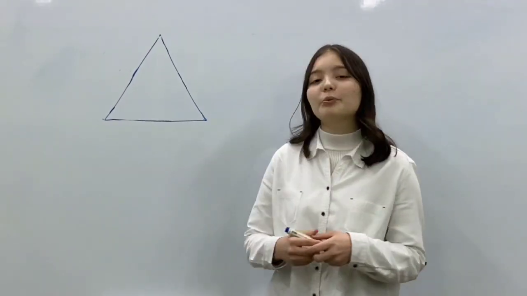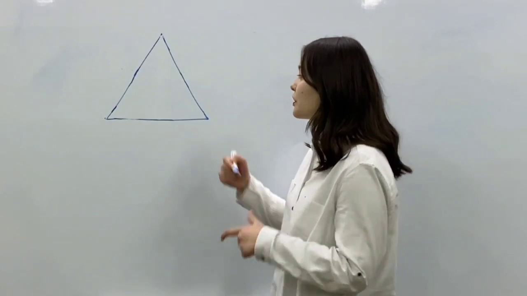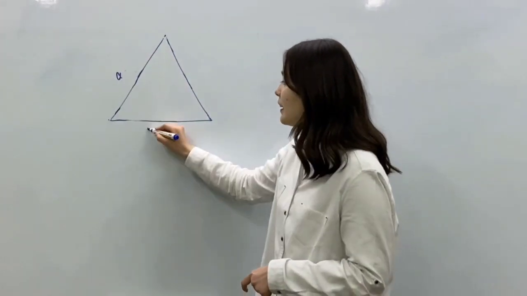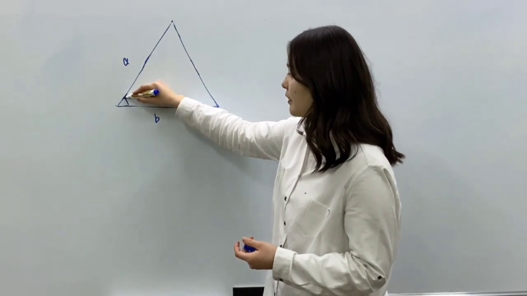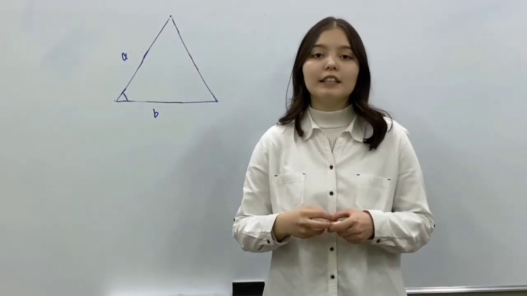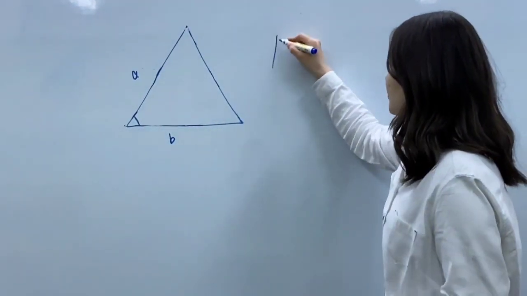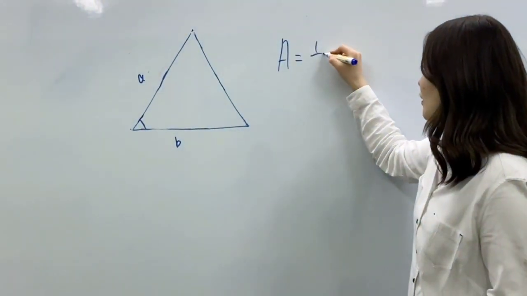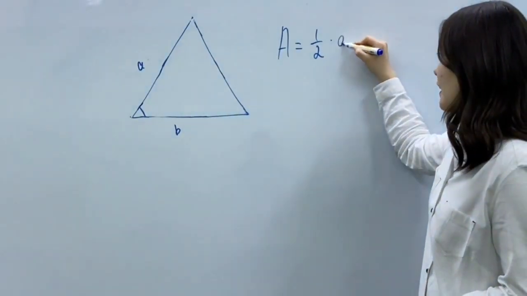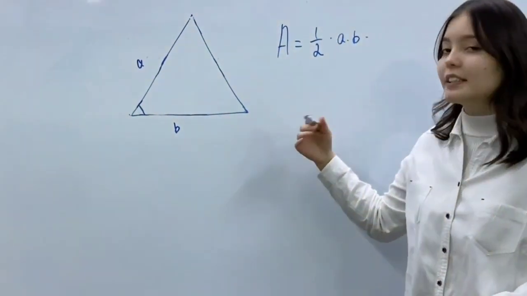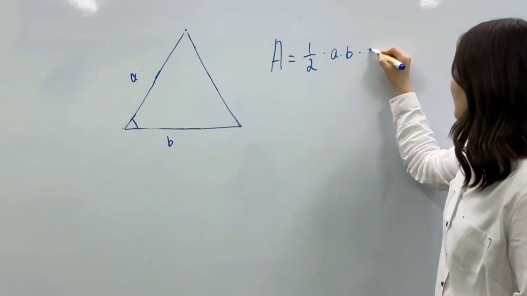Now let's say that we have a scalene triangle where we have the values of two sides, let's say a and b, and the included angle. It will be between them. And to find the area of this triangle, we can use the formula that says 1 over 2 multiplied by the two sides, a and b, and multiplied by the sine of the angle between the two sides.